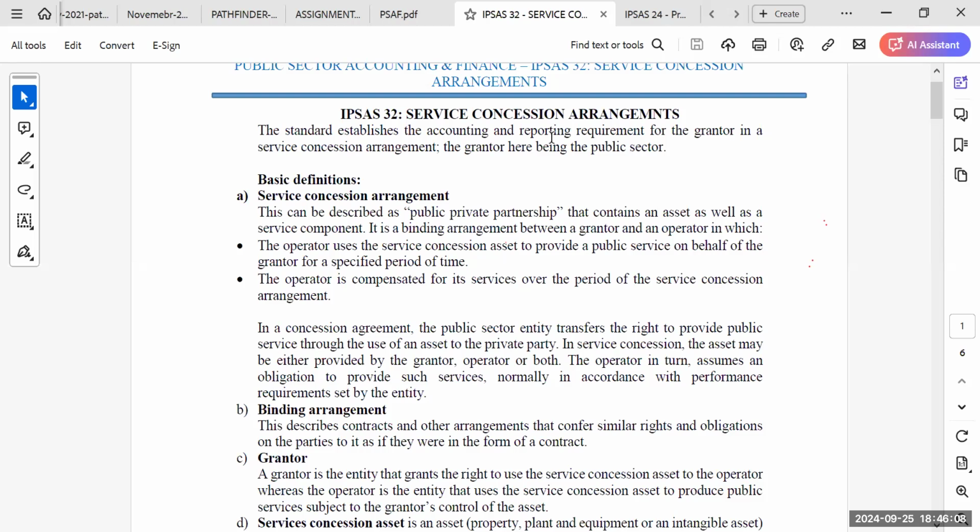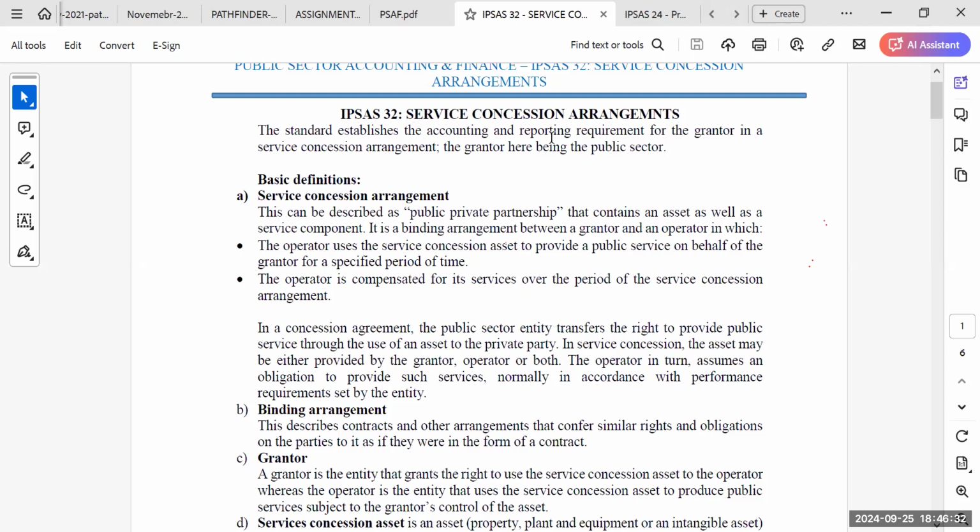It's just an example. So if they are coming, they might be using the existing structures that the school has, or they'll put up a new structure and run it for a particular period. That's what we call the service concession arrangement. So we are going to be looking at the basic definitions under service concession arrangements.